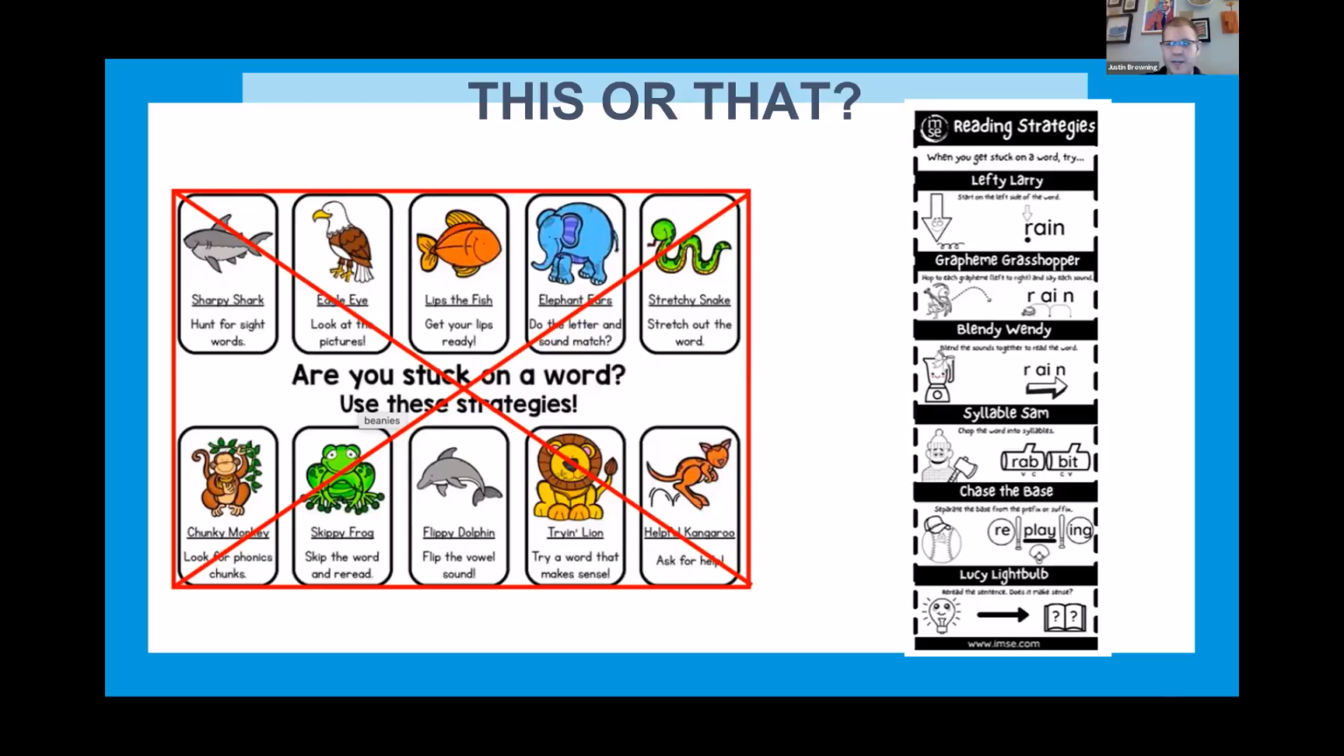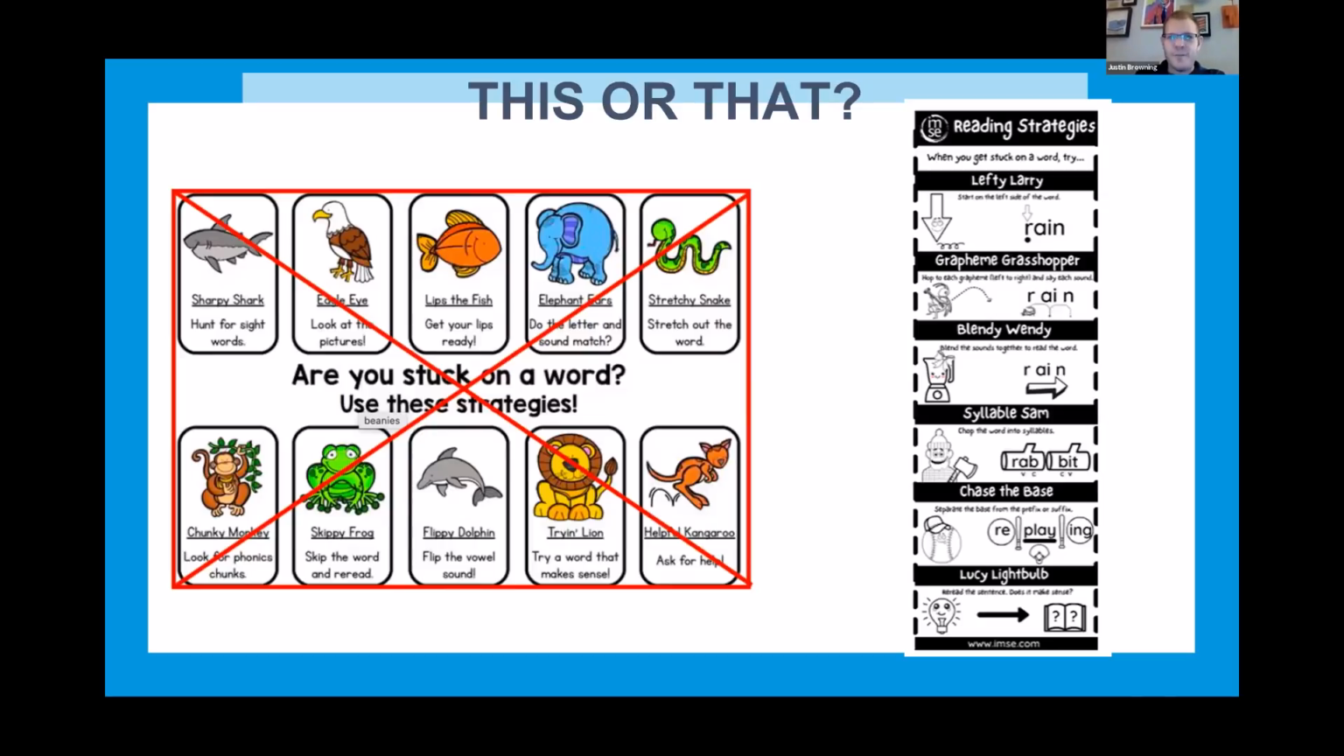What about chunky monkey? Or what are some other ones? The one that says ask for help, right? The kangaroo. And so there's 1,000 different variations of these things out there, right? Teachers Pay Teachers is loaded with them. There's all kinds of different animals that are supposed to help us to read.